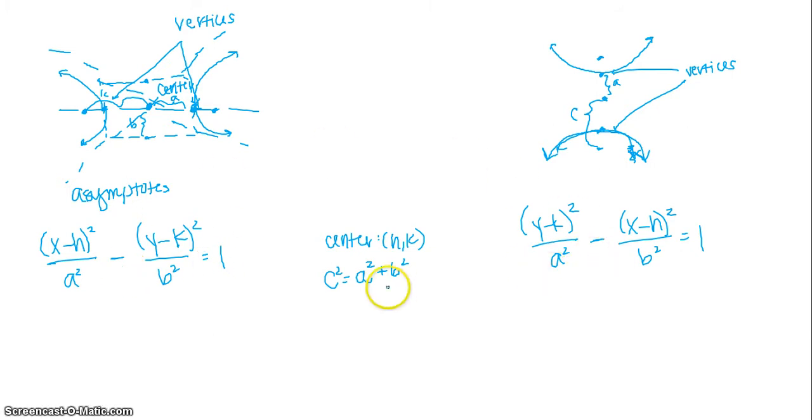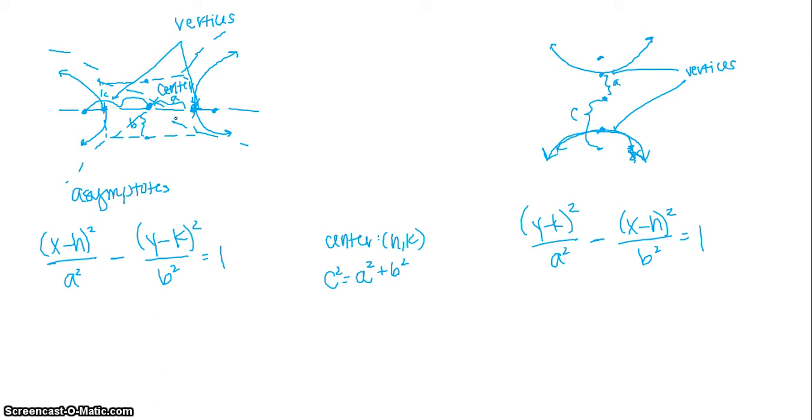The a for these is not the greatest number. It simply tells you if a is under my y, then I'm going to go from the center vertically to my vertices and foci. If a is under my x, then I'll be going horizontally.